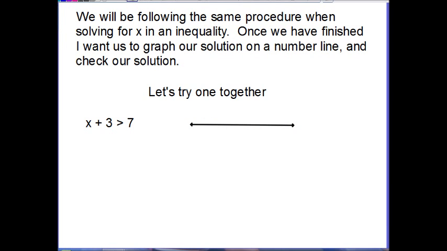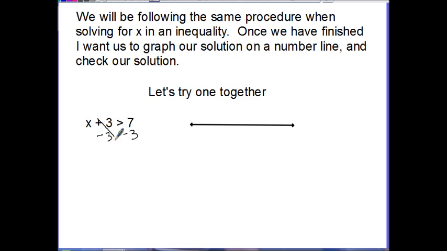We'll be following the same procedure when solving for x in an inequality. Once we have finished, I want us to graph our solution on a number line and then talk about checking our solution. So let's start off by trying one together nice and slow. So here we go. We have x plus 3 is greater than 7. So let's start off by solving. It's going to be the same procedure that we had before for equations. We want to get x alone, and we have a plus 3 that's with it. We want to do the opposite of plus 3, so we'd want a minus 3 to both sides.